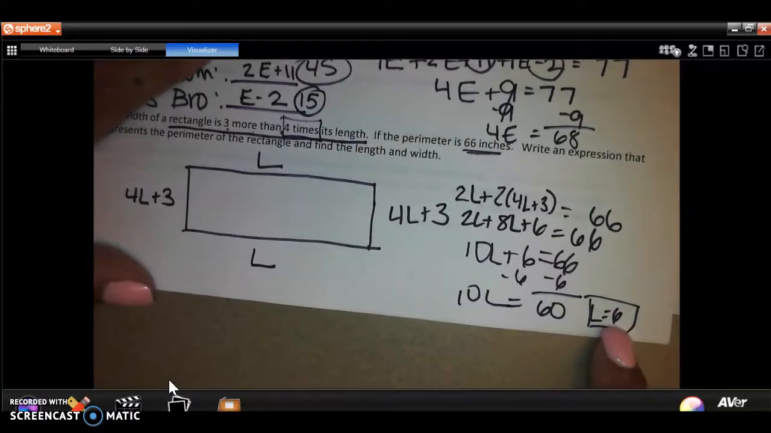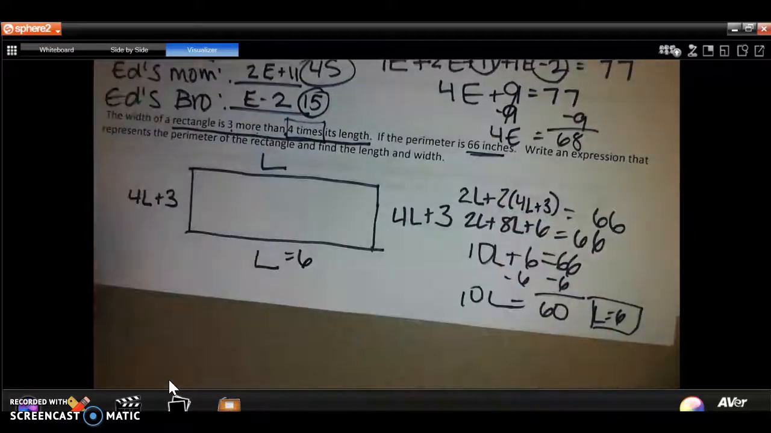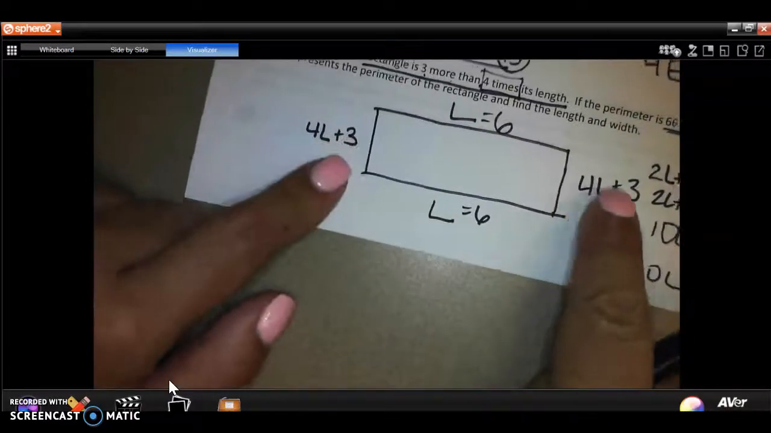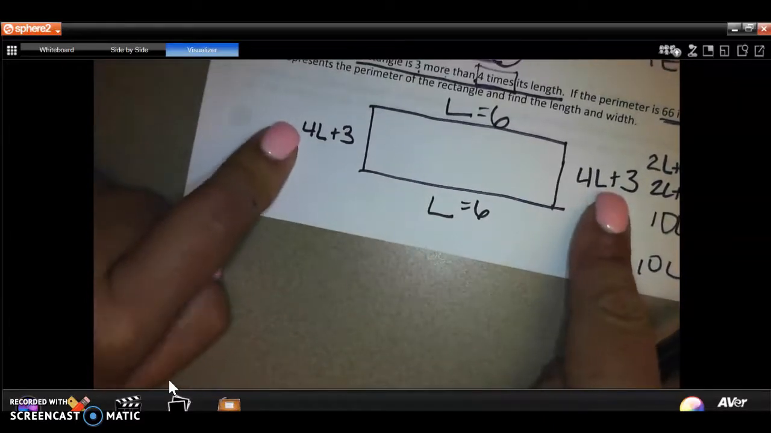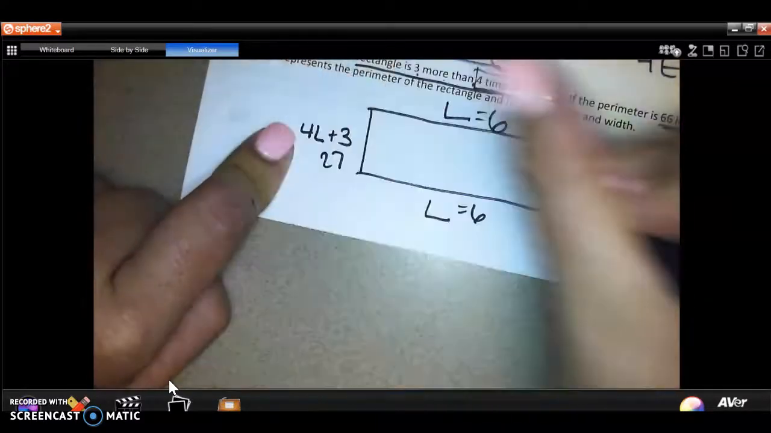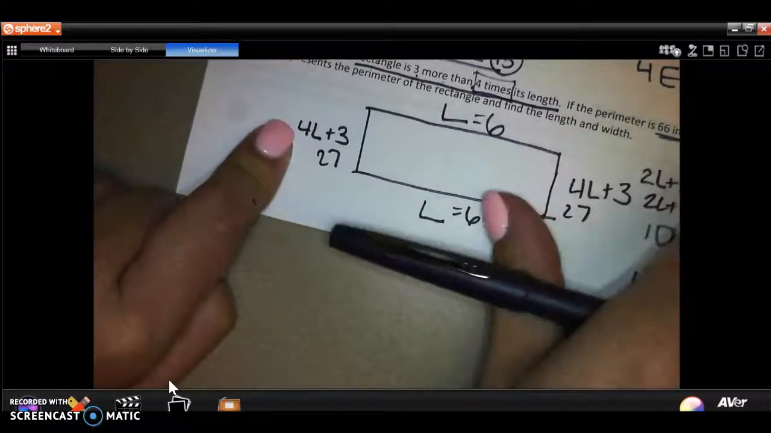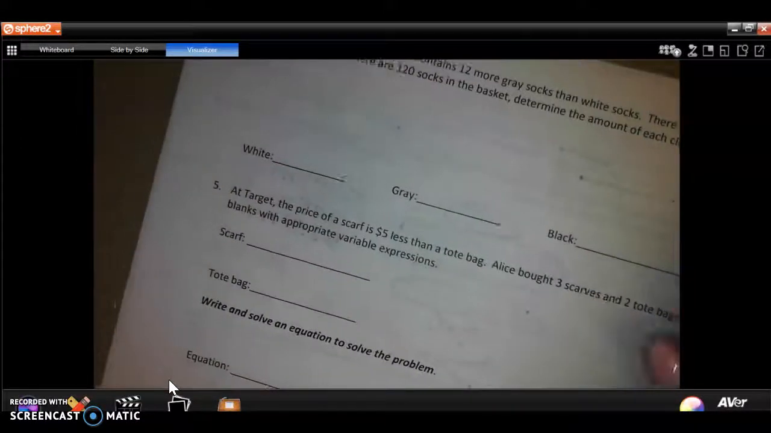L is 6. What does that mean in this problem? That means our length is 6 inches, which means how much is our width? Well, 6 times 4 is 24. 24 plus 3 is 27. Our width is 27. That's what I need to see on your test, if you're to have that on there. All right, you've got a minute and a half left of this video. Let's try this next one.